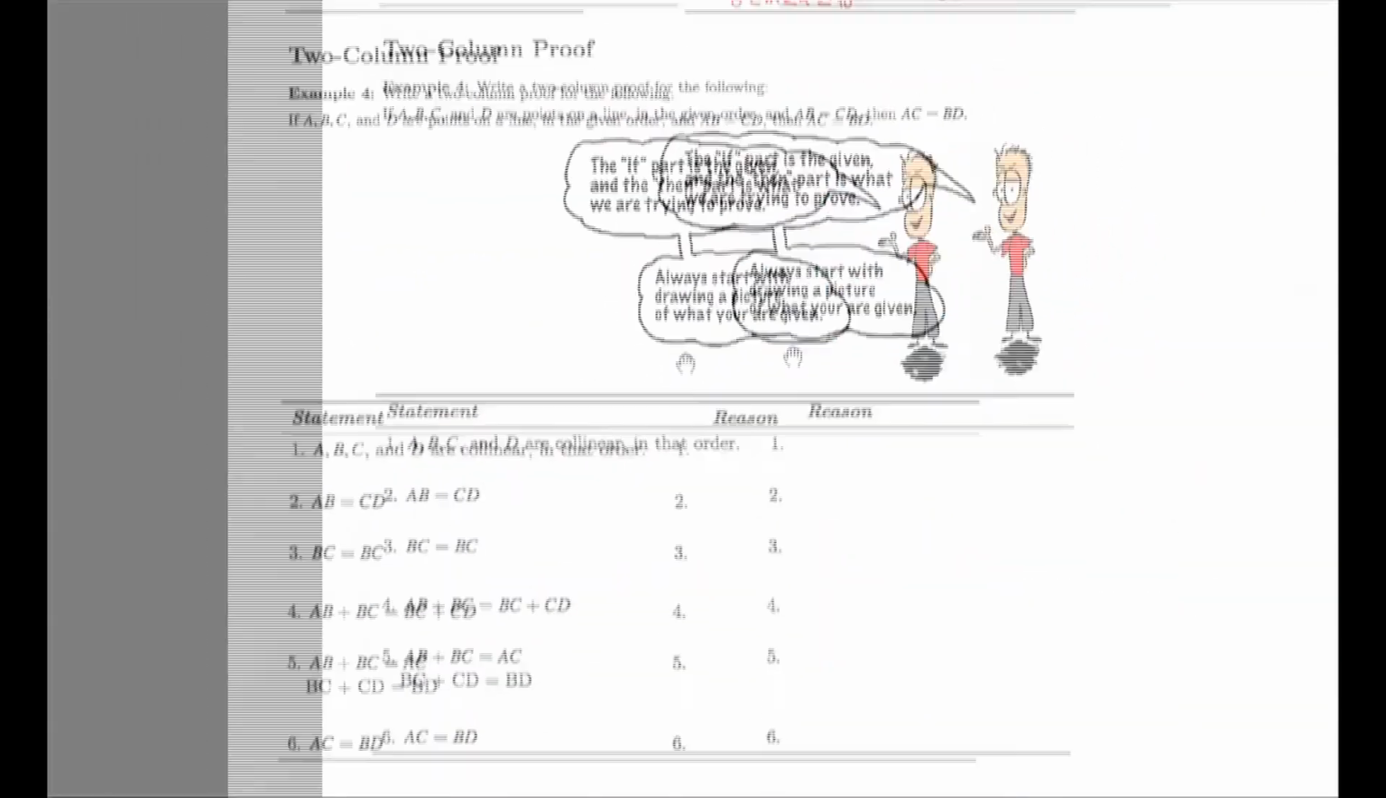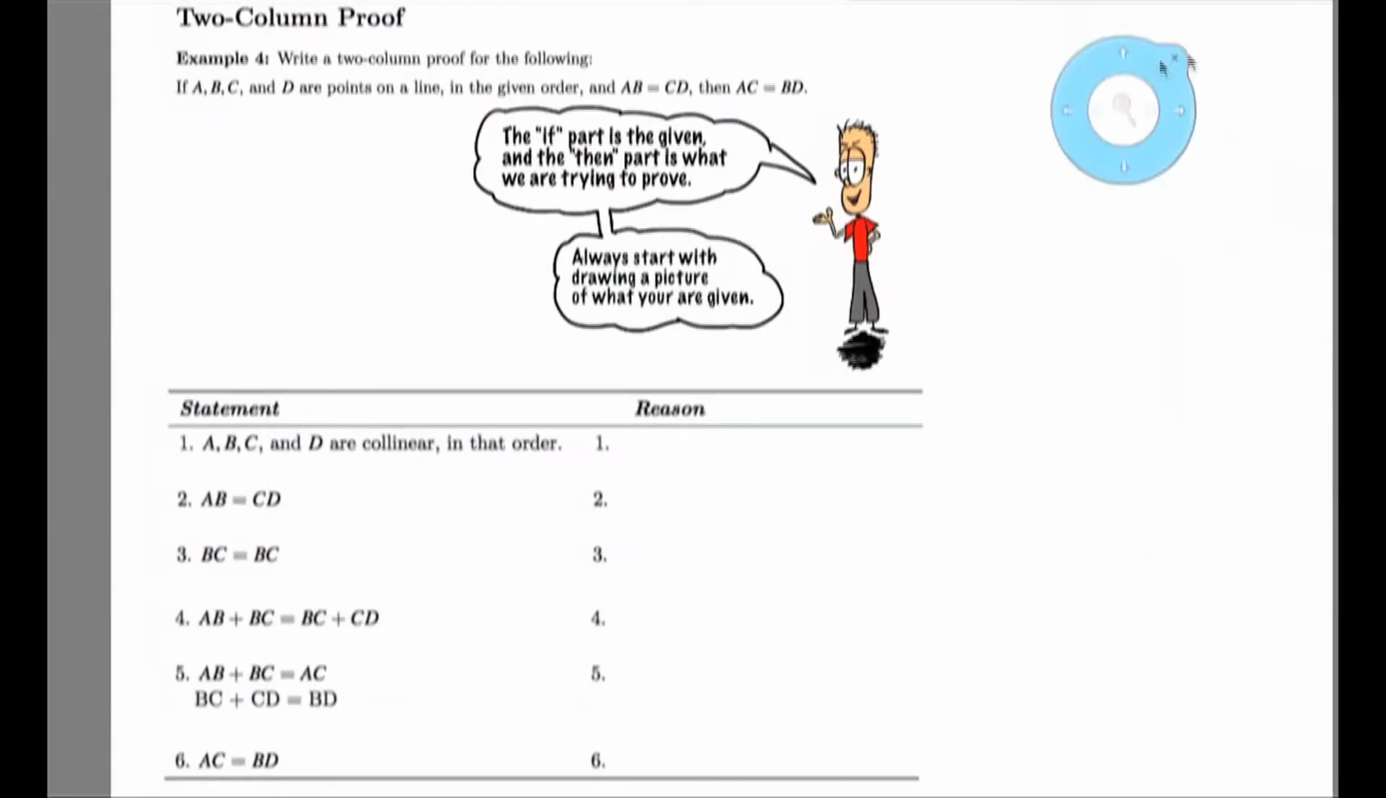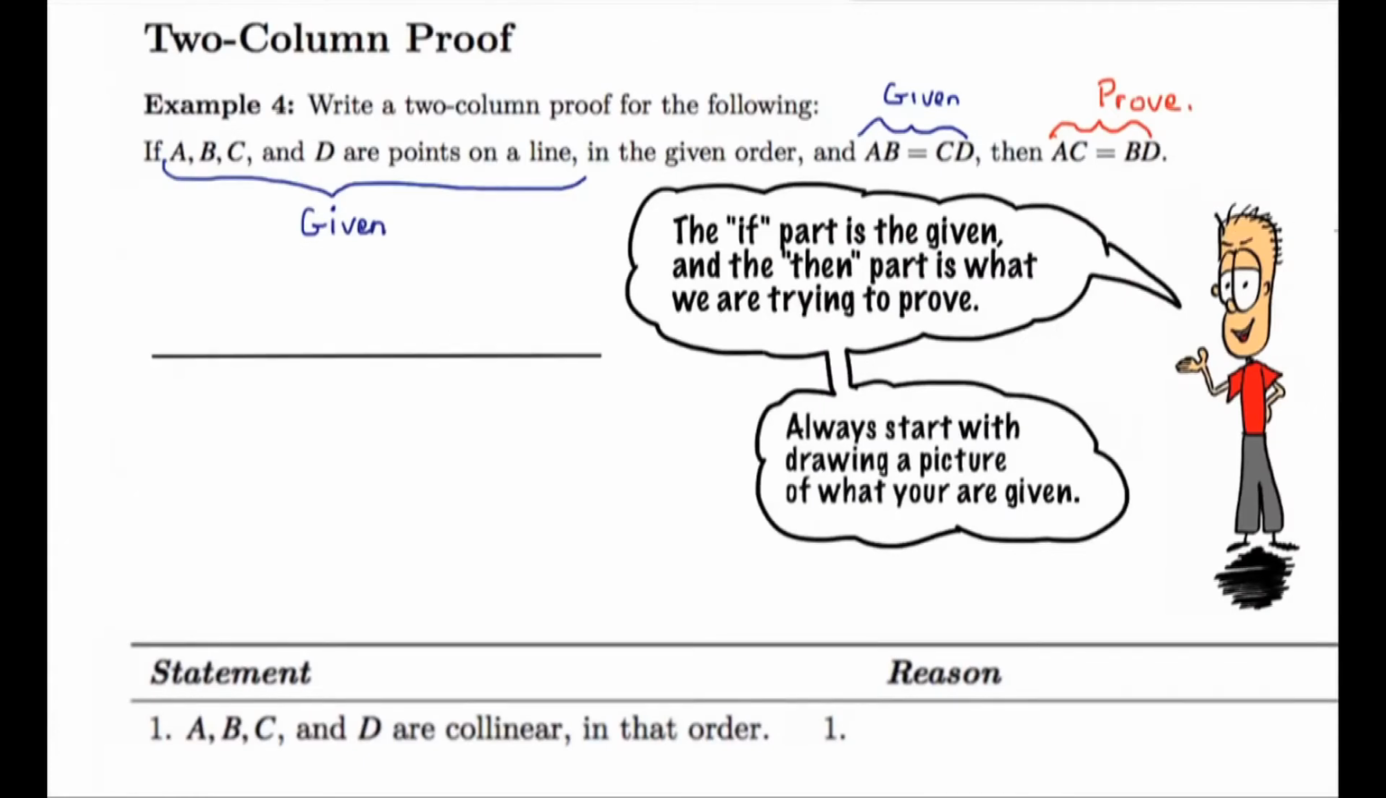Example 4. Write a 2-column proof for the following. If A, B, C, and D are points on a line in the given order, and AB equals CD, then AC equals BD. So the first part of the if statement is the given, and the then part is the proof statement.